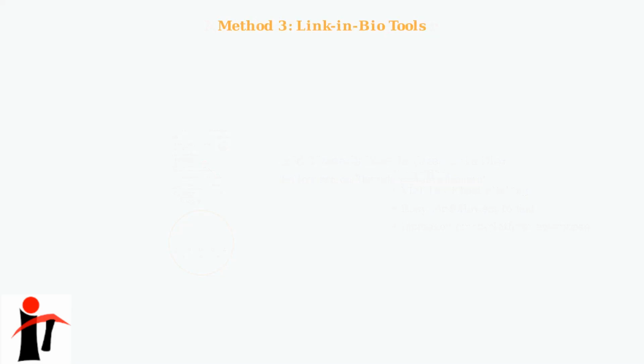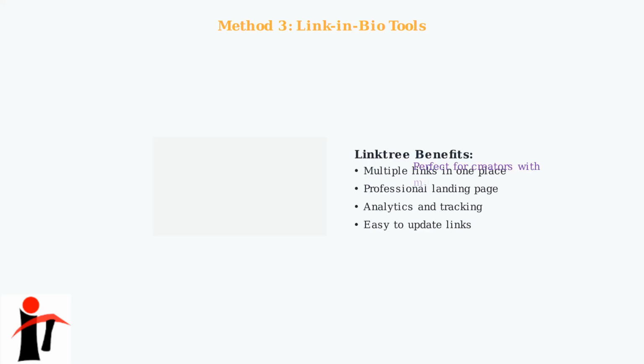The third method uses link in bio tools like Linktree. These services create a professional landing page that houses multiple social media links, including your Threads profile. Linktree offers several advantages. You can include multiple links in one place, create a professional-looking landing page, track analytics, and easily update your links. This is perfect for creators managing multiple social platforms.